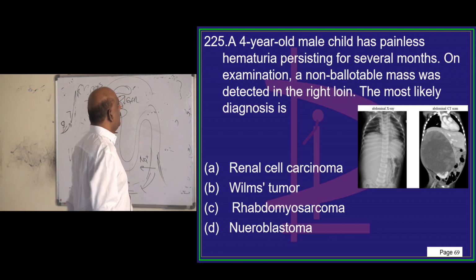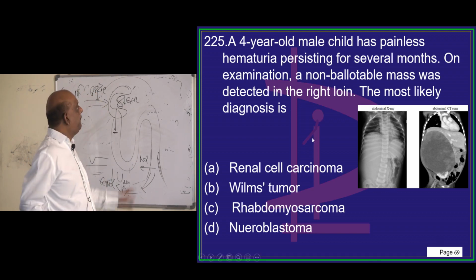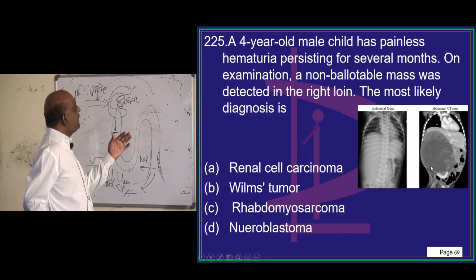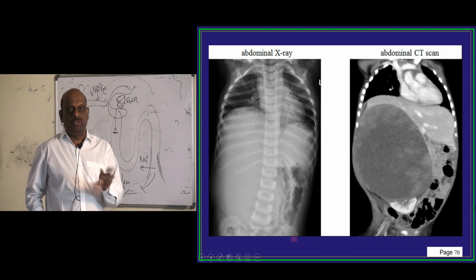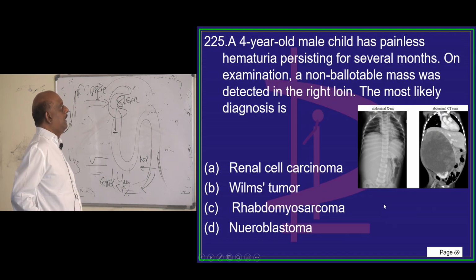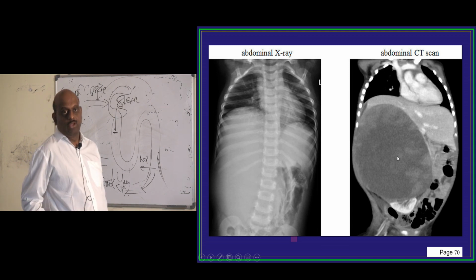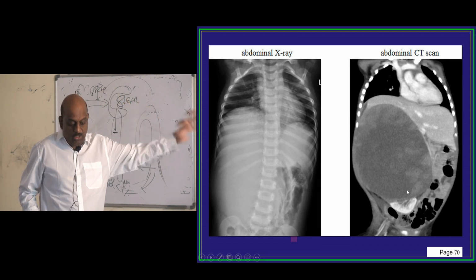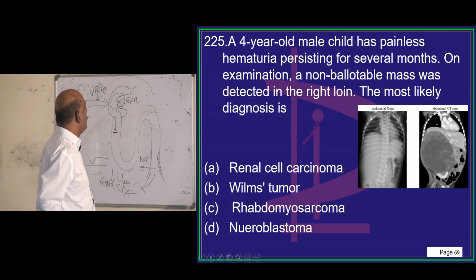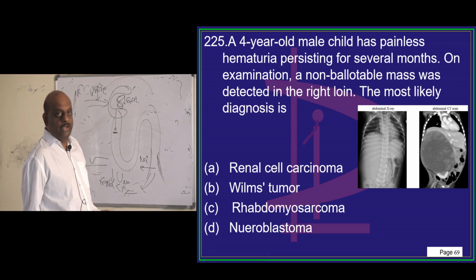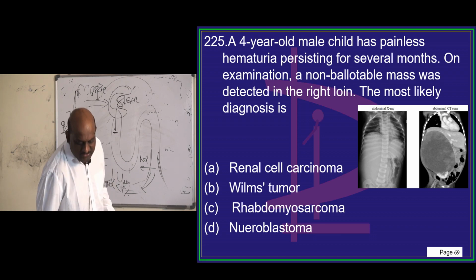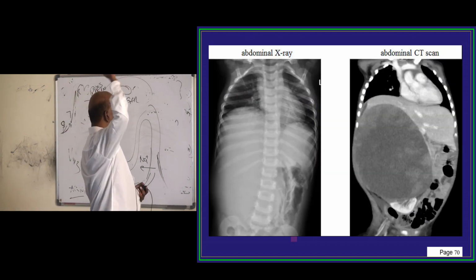A 4-year-old male child has painless hematuria for several months, and on examination there is a non-ballotable mass detected in the right loin. So the age is being given to you. Non-ballotability is an important clue. So what is your answer, doctor? You would like to call it which tumor? Question number 225. Very good. Everyone is saying Wilms tumor. Absolutely, Wilms tumor.